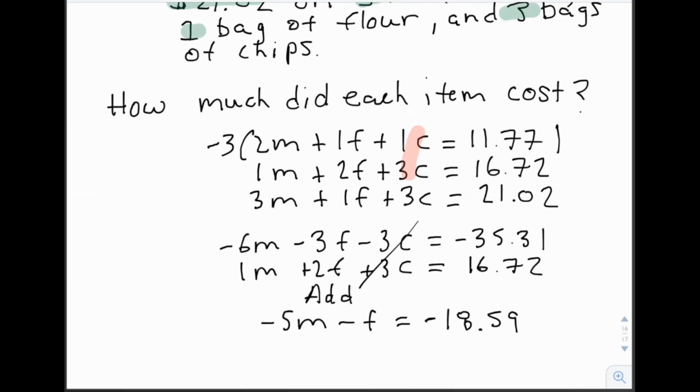So now what we want to do is eliminate that same variable from our bottom 2 equations here. From our bottom 2 equations, we want to again eliminate those chips. So what do we need to do? Well, we need to multiply, in this case, that middle equation by -1. So let's multiply the middle equation by -1, and that should eliminate our chips.